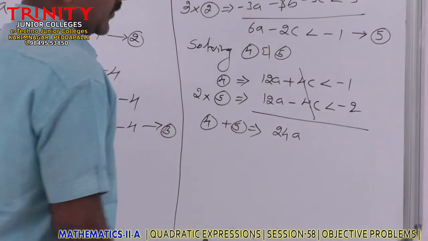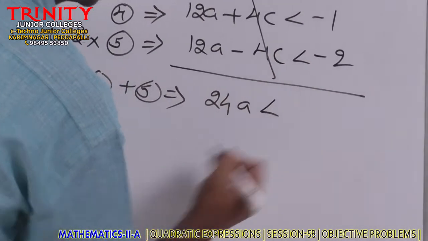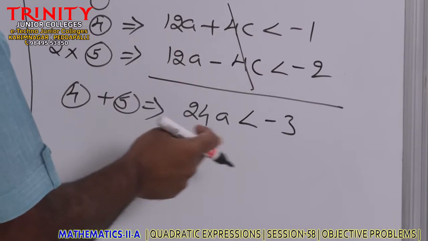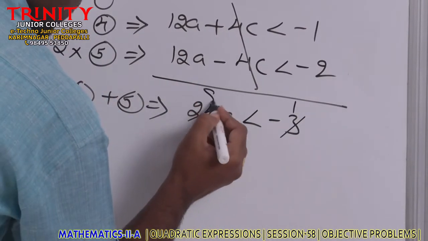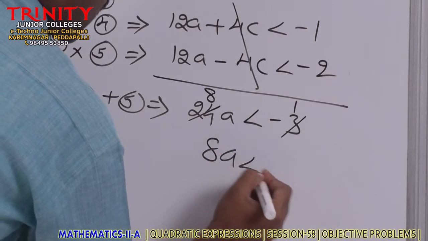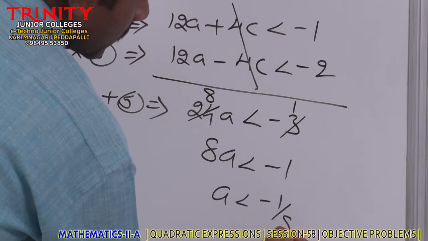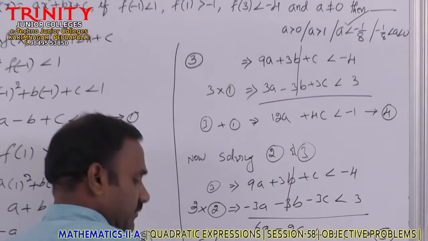24a is less than minus 3. 3 ones are 3, 8 threes are 24, so 8a is less than minus 1. a is less than minus 1 by 8. That is the value of a. That is nothing but a is less than minus 1 by 8.